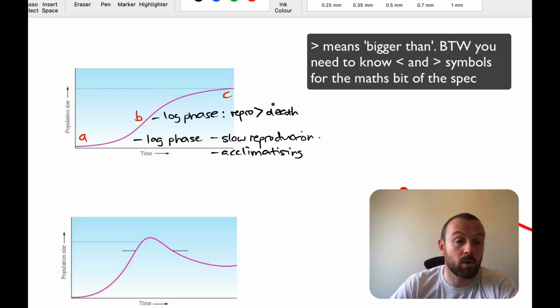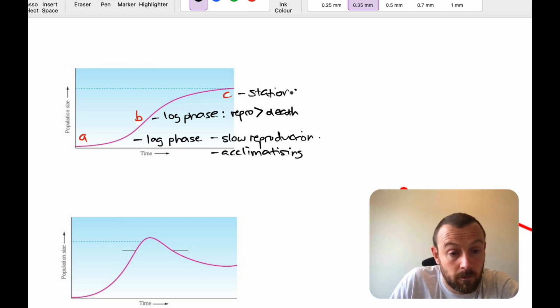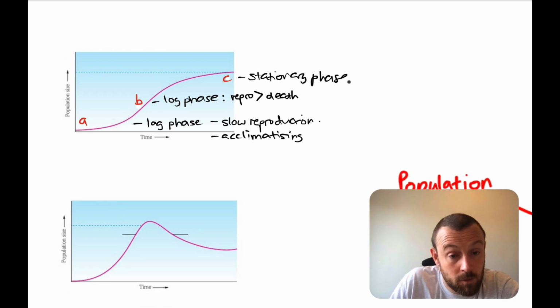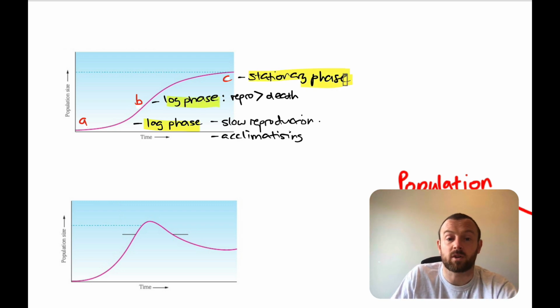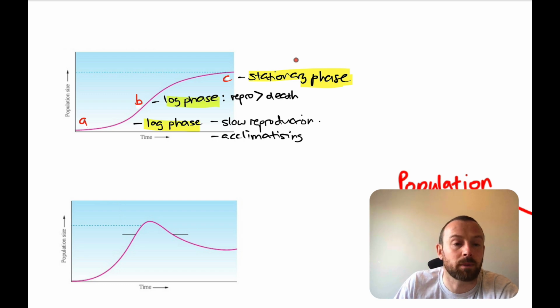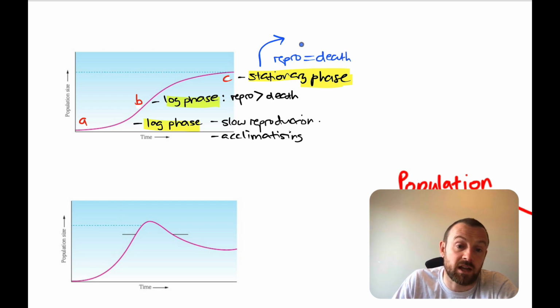Finally, when we get to C, we're reaching stationary phase. Now, you may recognize these terms, lag, log, and stationary phase, from our discussions on microbes and the way they grow. So they're the same terms. In stationary phase, some factor is slowing the growth of the population. We call these factors limiting factors. And I should also put that in stationary phase, the rate of reproduction is equal to death because of the action of a limiting factor.